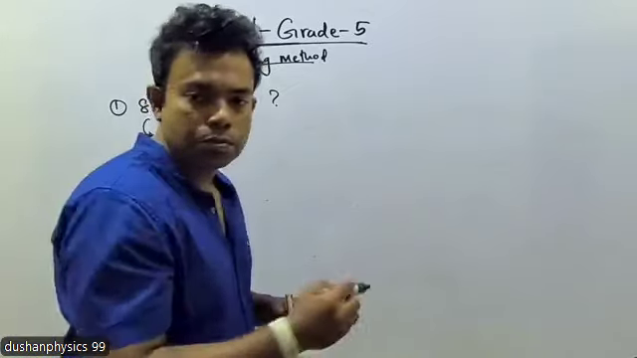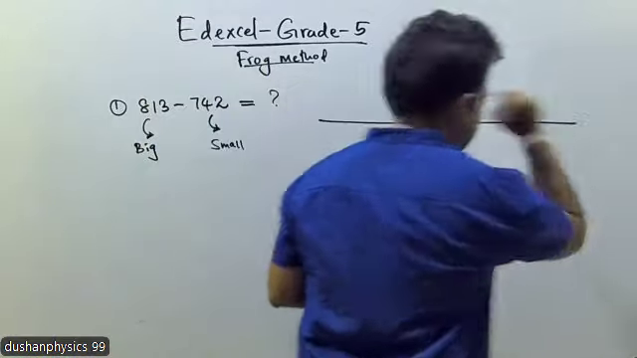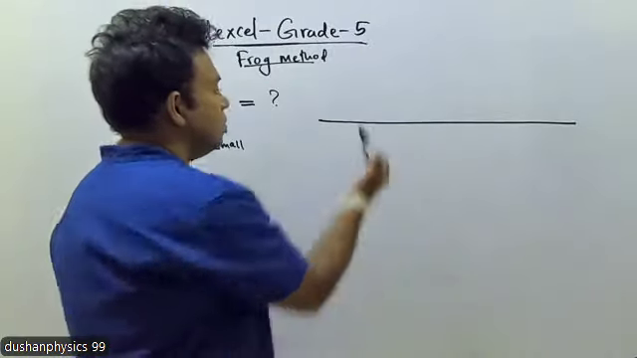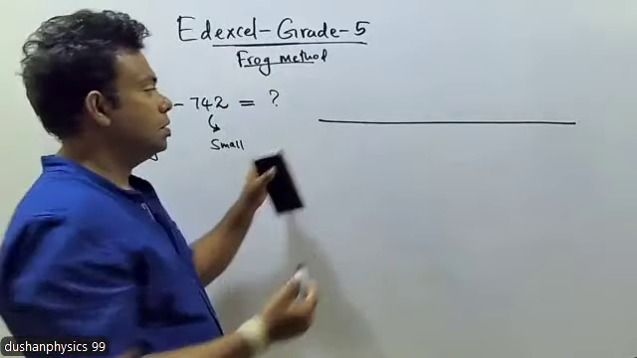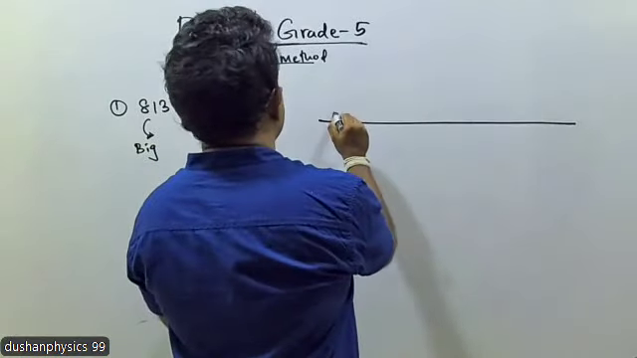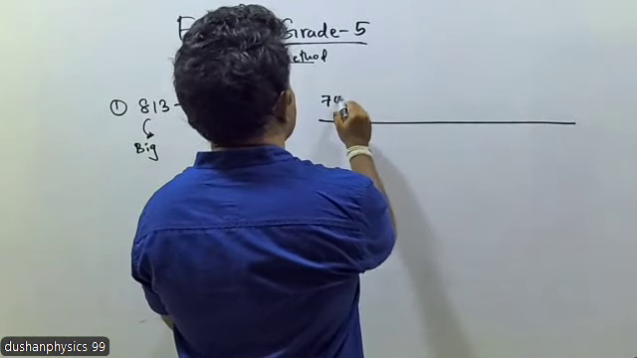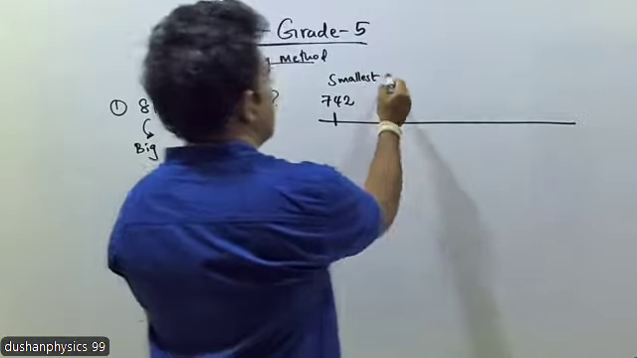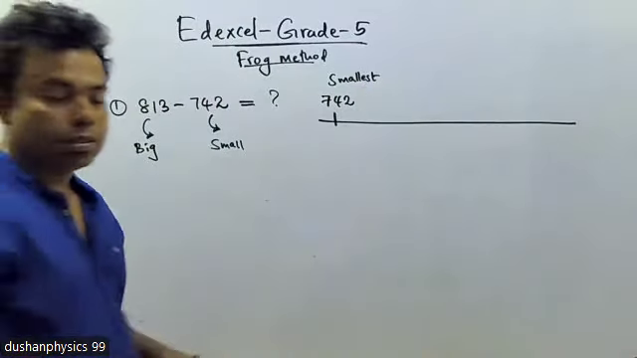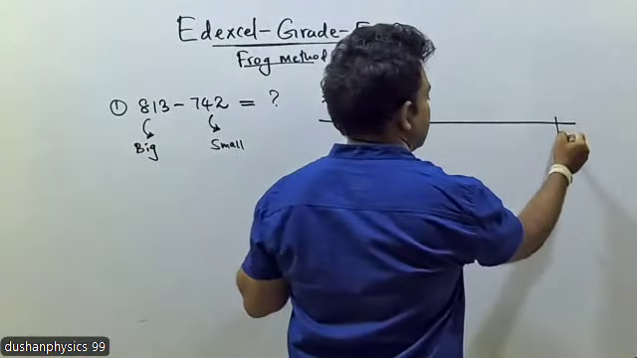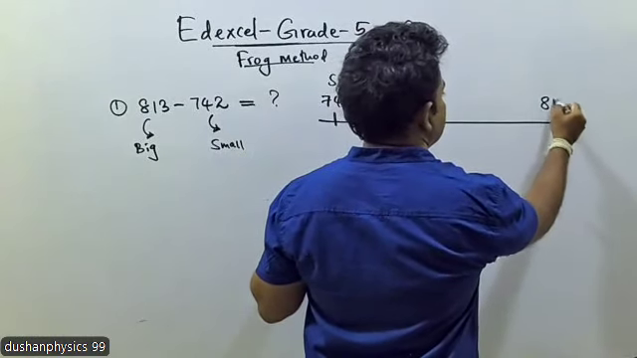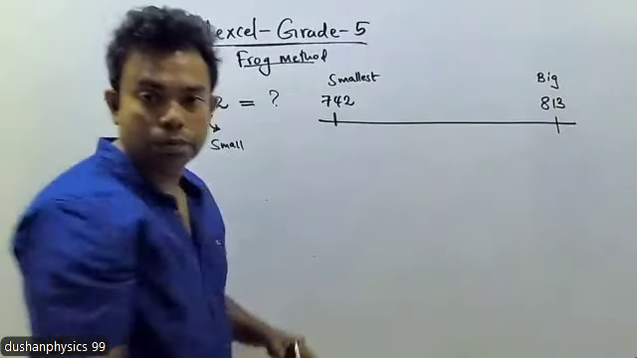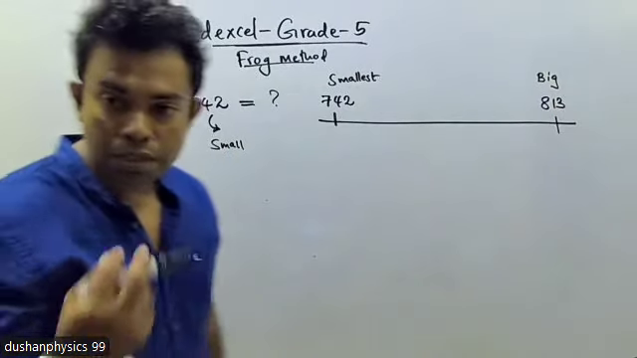First step, students: take this particular line as your number line. On the extreme left hand side, write the smallest number. On the extreme right hand side, write the big number. Then what is the next step?